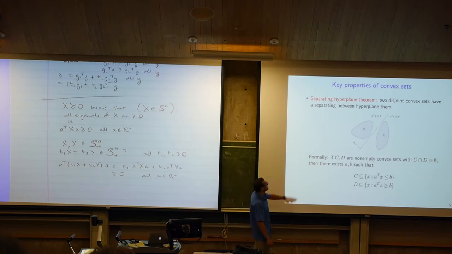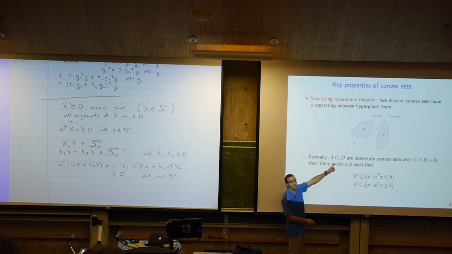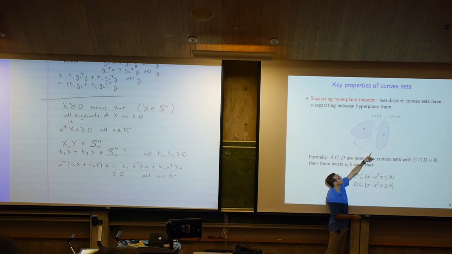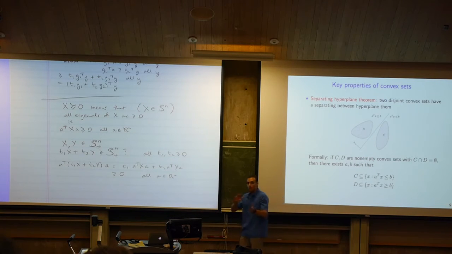But yeah, it's a very important property of convex sets. Formally, it means that I can find a vector A and a real number B such that A transpose X is bigger than or equal to B for all X that are in D, and A transpose X is less than or equal to B for all X that are in C. So they lie on either side of that hyperplane. That's where the name separating hyperplane theorem comes from. All we require is that C and D be convex and they don't have an intersection.